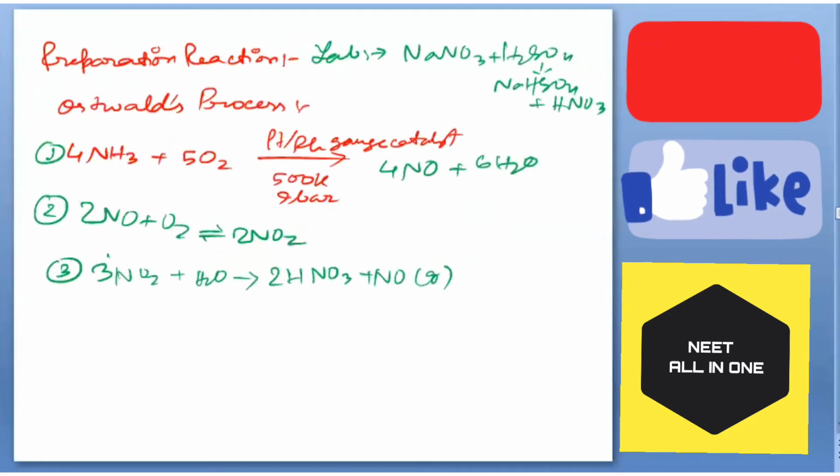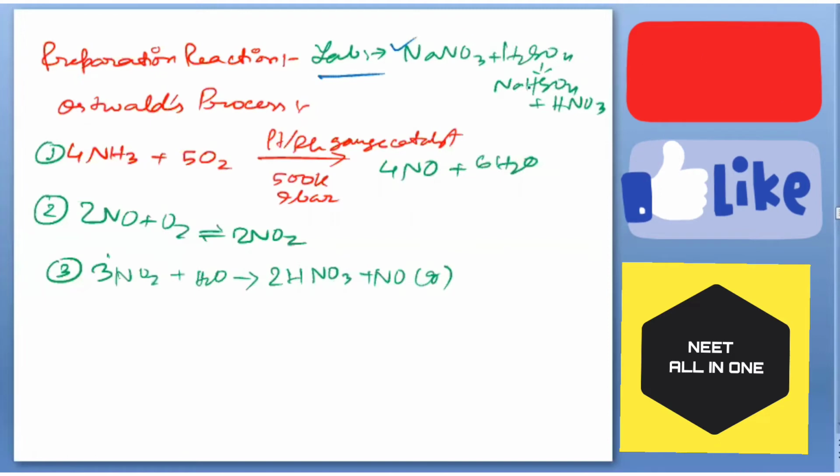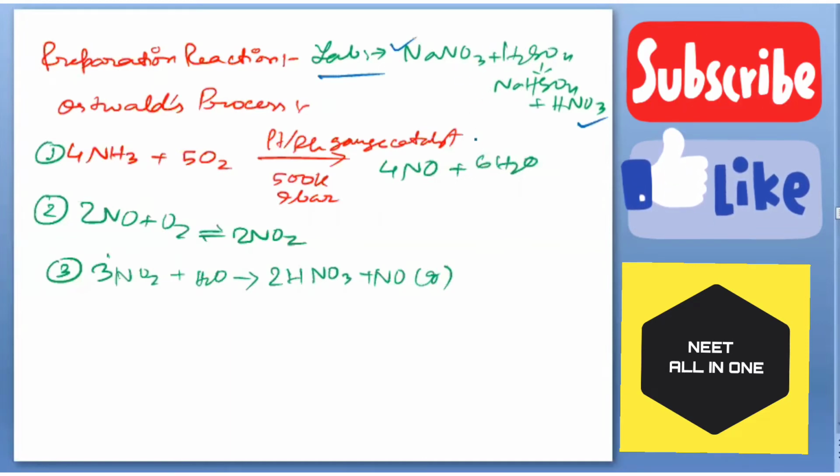Now let us see some reactions. First is our preparation reaction in the lab. The lab reaction is NaNO3 plus H2SO4, which gives us NaHSO4 plus HNO3. So please remember this equation, because this reaction is often asked in NEET. They will ask you the byproducts also, so please remember it.